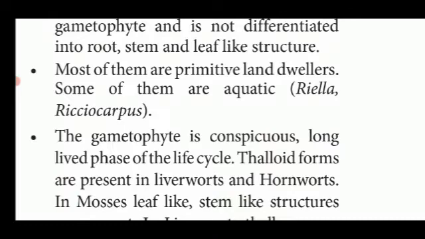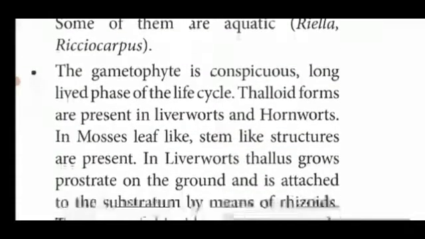Some of them are aquatic. Some live in water. Examples, Riella and Ricciocarpus are aquatic bryophytes. The gametophyte is conspicuous. It is visible. It is the long-lived phase of the life cycle. The gametophytic phase is the most visible and also long compared to the sporophytic generation.